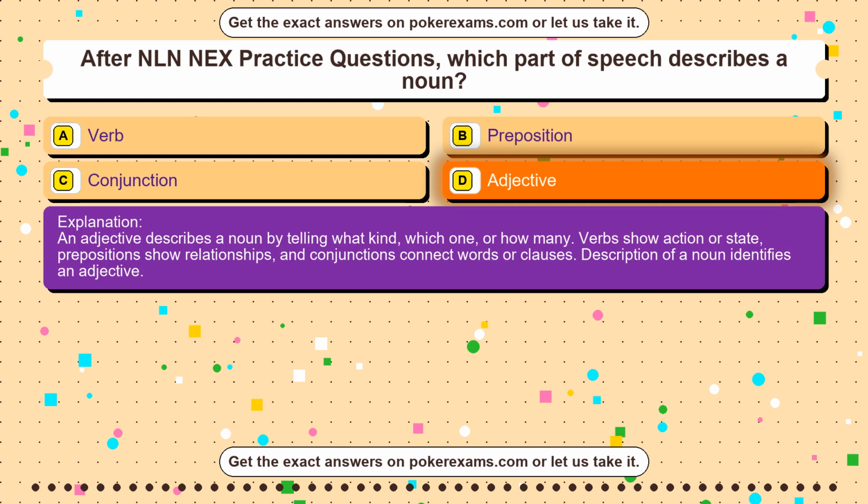An adjective describes a noun by telling what kind, which one, or how many. Verbs show action or state, prepositions show relationships, and conjunctions connect words or clauses. Description of a noun identifies an adjective.